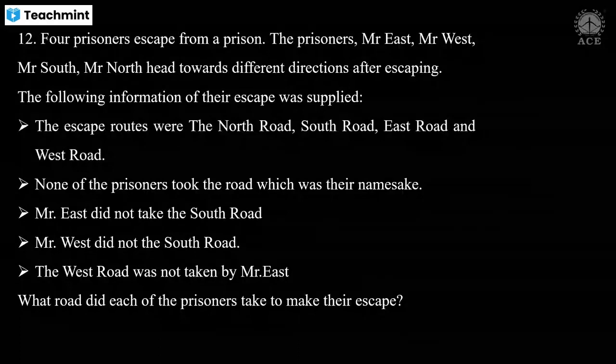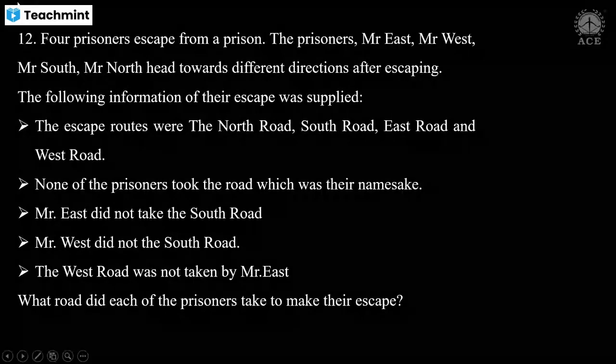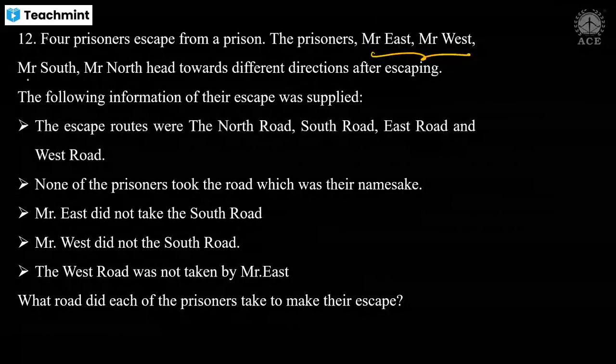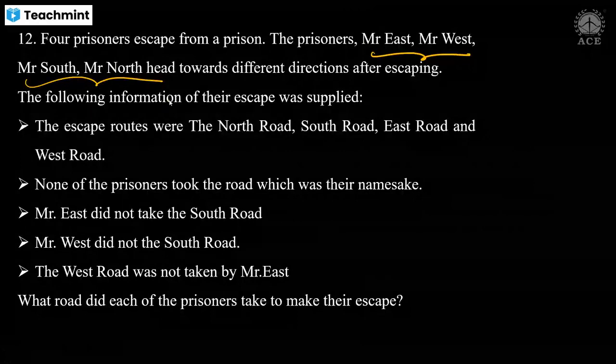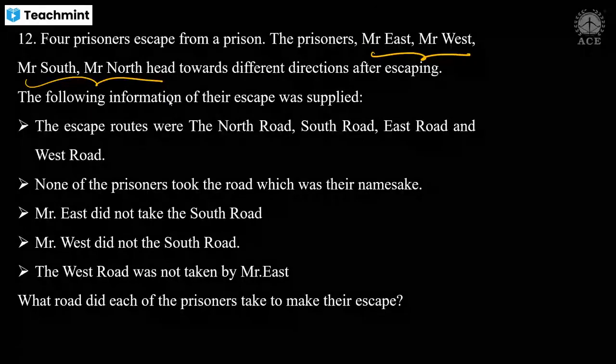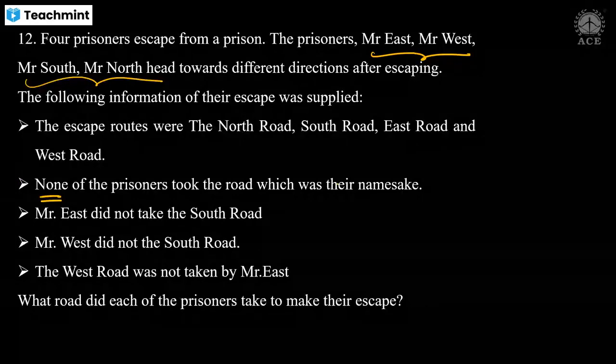What is the answer I want? Which person is going on which road? Which road have they taken? In this data you have four different persons, four different prisoners, we can say. They escaped from the jail using four different roads. They are not using the road which matches their name. None of the prisoners took the road which was their namesake. So no one followed the road which is their namesake, right?